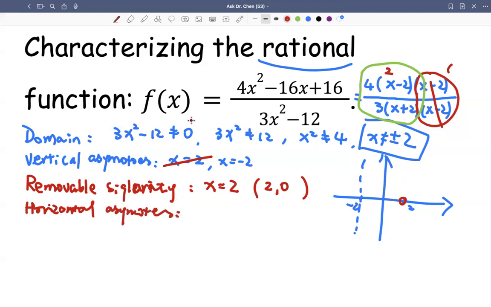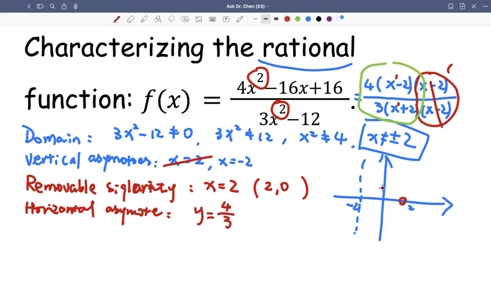Right, horizontal actually only one, so asymptote, no S. The degree of the numerator and the denominator are the same, or even we can look at the simplified version. Right? So if the degree of the numerator and the denominator are the same, in this case, it's just degree 1. So the horizontal asymptote is just y equals the leading coefficient of the numerator divided by the leading coefficient of the denominator. So y equals 4/3.